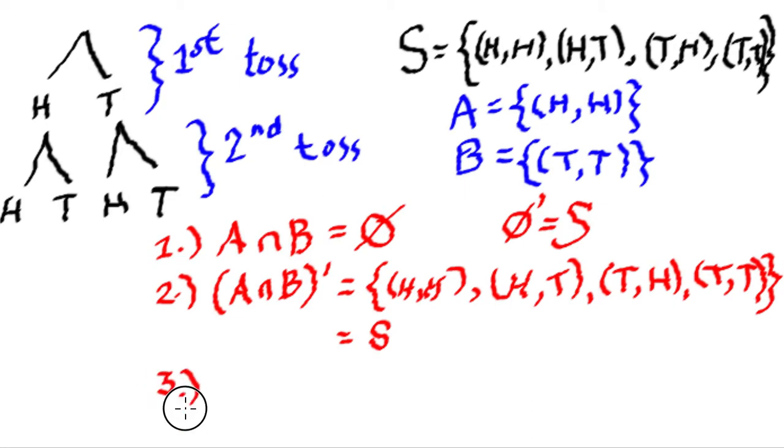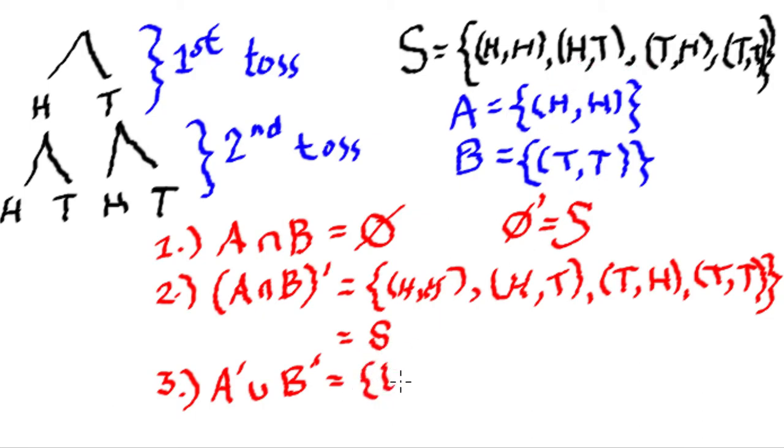we are tasked to find A complement union B complement. Okay, A complement union B complement. Now, what is that? Now A complement, let's list that first. What is A complement? A is the two heads. So what are the other elements in the sample space except these two heads? So that is going to be HT, TH, and TT.